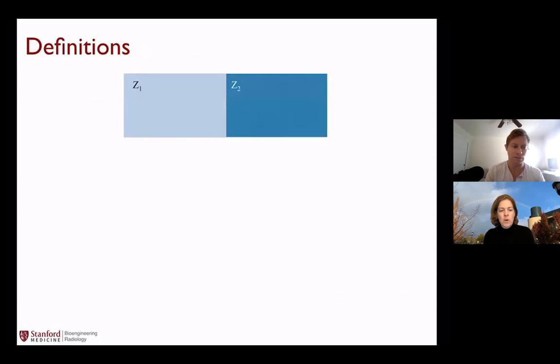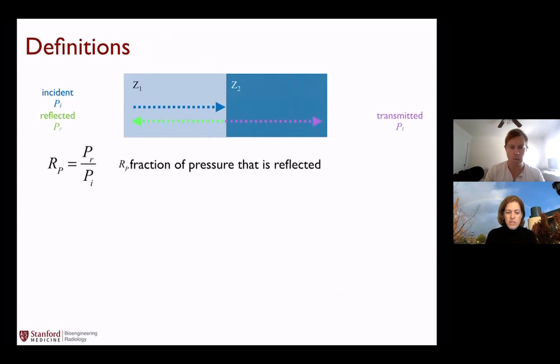Okay, so just a little bit more in terms of definitions. Let's say you have two materials with different acoustic impedances, and you have an incident wave, that's a pressure wave that comes in. Then there's going to be some reflected from that interface, that's the reflected wave, I'll call that PR, and some that's transmitted, so that's the pressure wave that's transmitted as PT. All right, so some more definitions. The reflection coefficient, when you're talking about the pressure, is just the pressure that's reflected over the incident pressure. And so that's the fraction of the pressure that's reflected. And of course, now we have TP, which is the fraction of pressure that's transmitted.